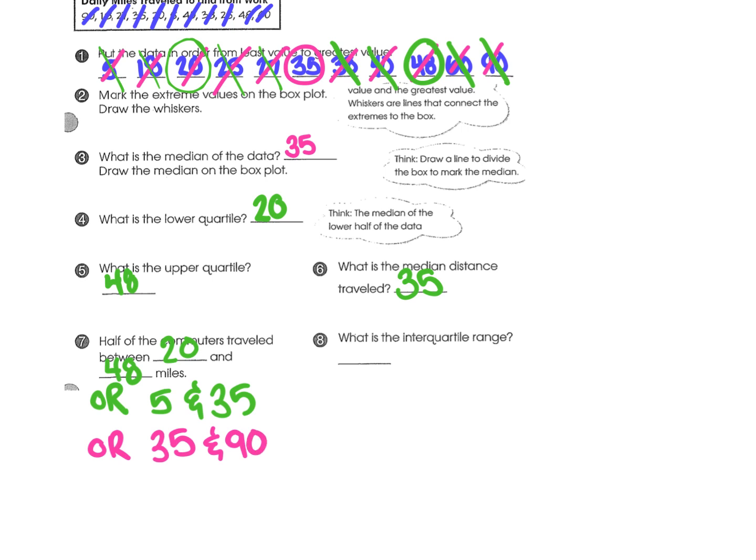And the last question, what is the interquartile range? So that's the upper quartile minus the lower quartile. Gus? 28. We got that by doing 48 minus 20.